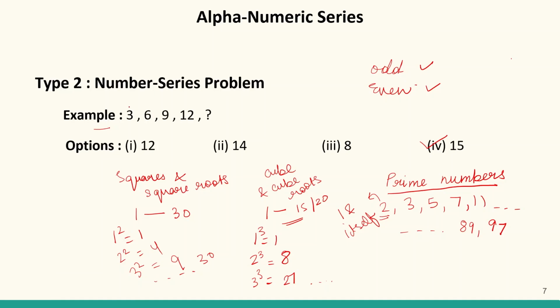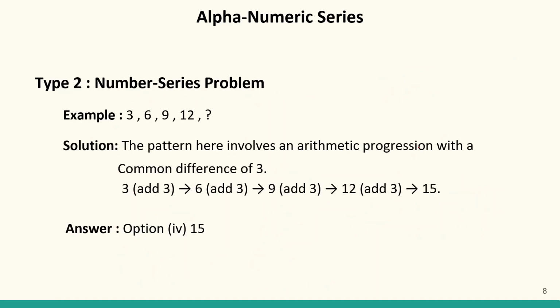Now let us solve this example. In this example, we can see that there is an addition of 3. 3 plus 3 equals 6. 6 plus 3 equals 9. 9 plus 3 equals 12. 12 plus 3 will be equal to 15. That will be your answer, right? So this is the solution for this problem, that the common difference is 3 and the answer is given.